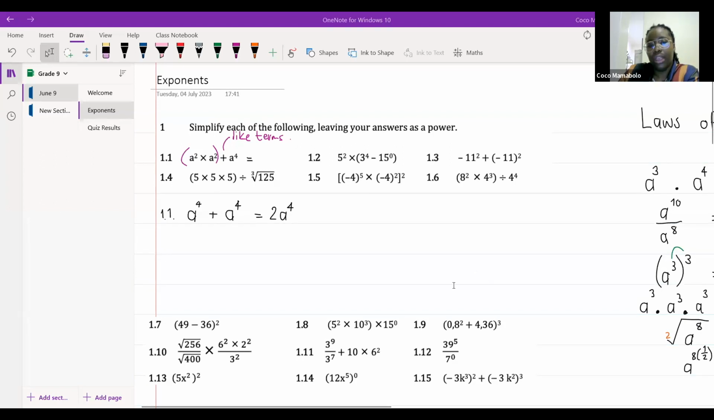Ma'am, I do not understand. Why did you leave the 4a? Which 4a? The a to the power of 2 times a to the power of 2, then plus a to the power of 4. I didn't leave it behind, my sweetie. What is a to the power of 2 times a to the power of 2? They add, so it's 4.